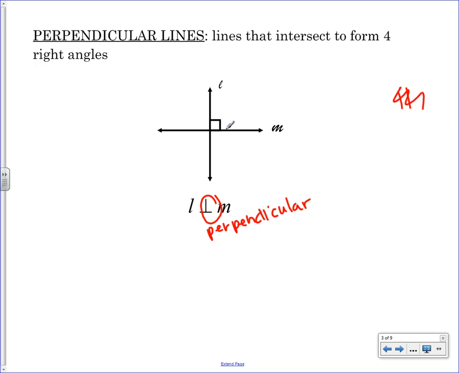So if this is 90, what does this have to be? 90, because they make 180. What does this have to be? 90, 90, right? It forms four right angles, perpendicular lines. Are we okay? Okay.